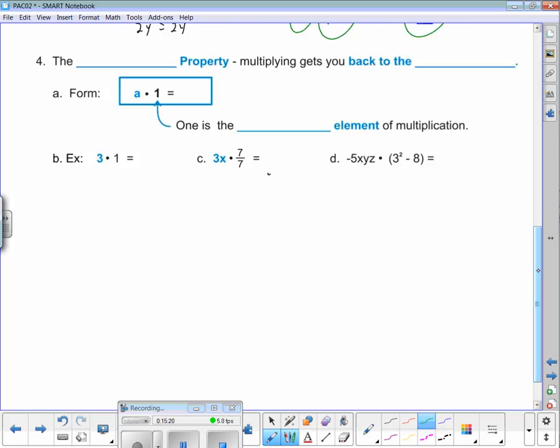All right, let's do the next one. Next is in blue, the identity property. Identity, I-D-E-N-T-I-T-Y, the identity property. Don't trust your spelling to me. And we all know that gets you back to the original.